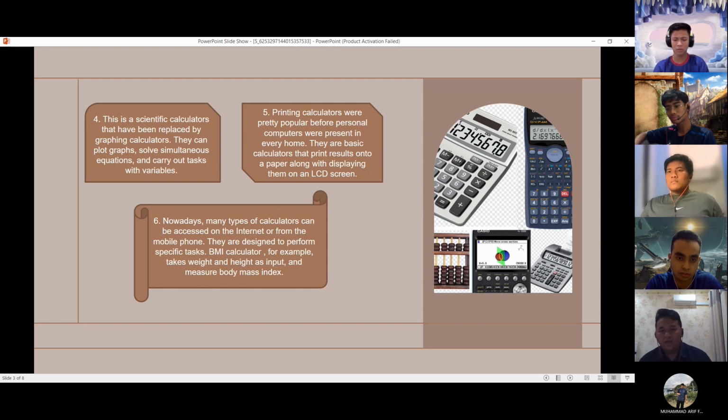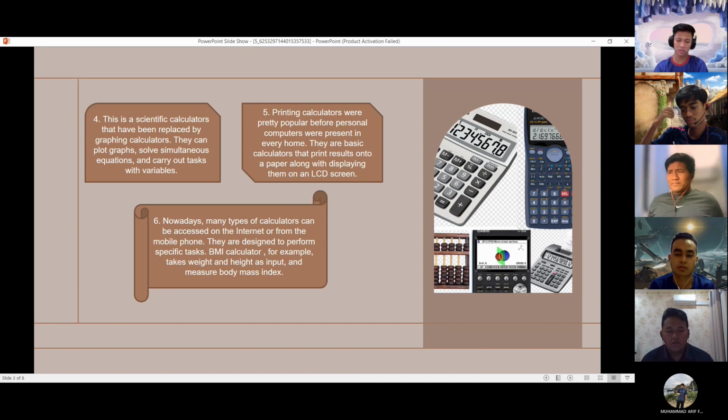The printing calculator were pretty popular before personal computer were present in every home. They are basic calculators that print results onto a paper along with displaying them on the LCD screen.